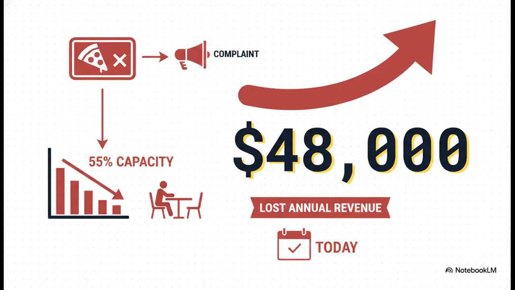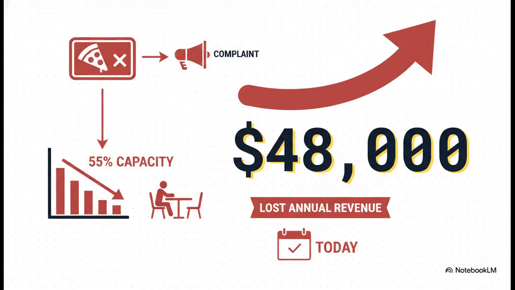And then, to really drive home the consequences, you hit them with the bottom line, $48,000. Because of those complaints we just looked at, the cafeteria is operating at only 55% capacity, and that translates to $48,000 in lost annual revenue.